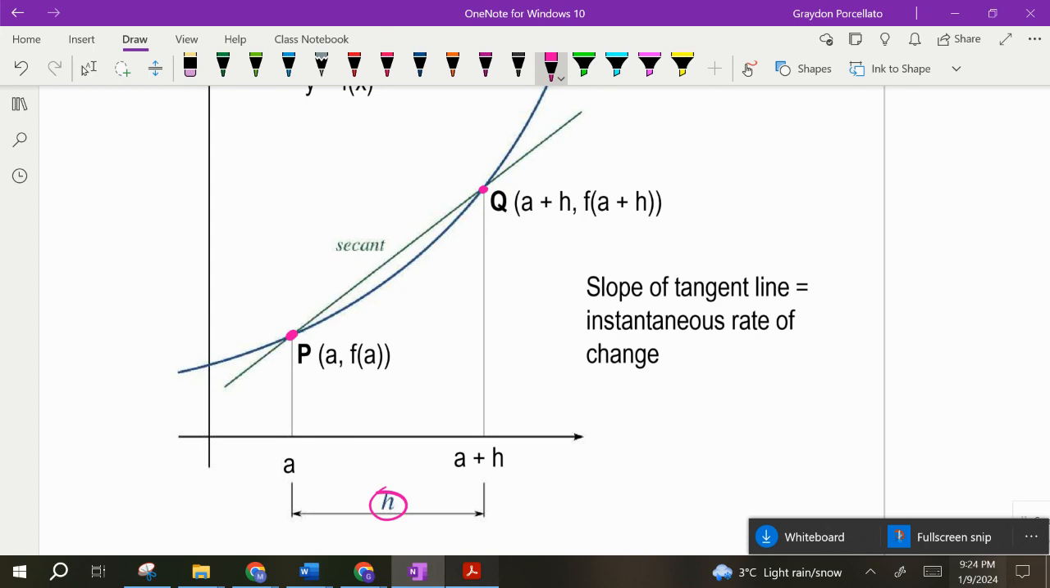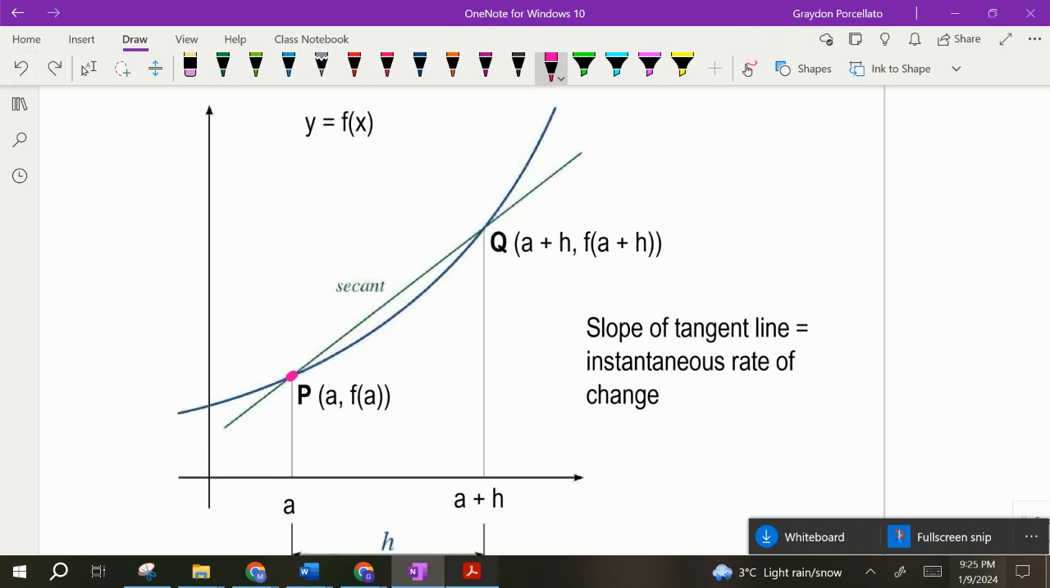Now your slope of the tangent line is equal to the instantaneous rate of change. The idea when we're trying to find the instantaneous rate of change is we're trying to make this H value really, really small, so that our second point is like right here, which makes your slope a much better prediction. Your slope of the tangent line.